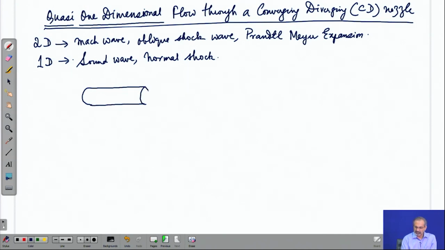Let us draw two stream tubes. In one, the stream tube area remains invariant, that is constant.